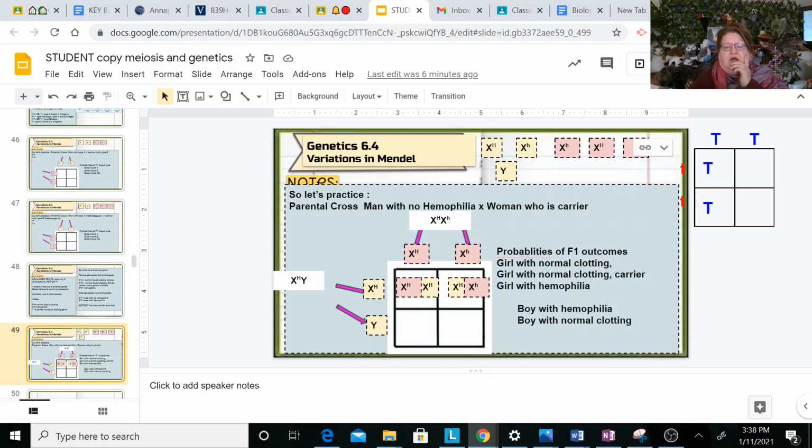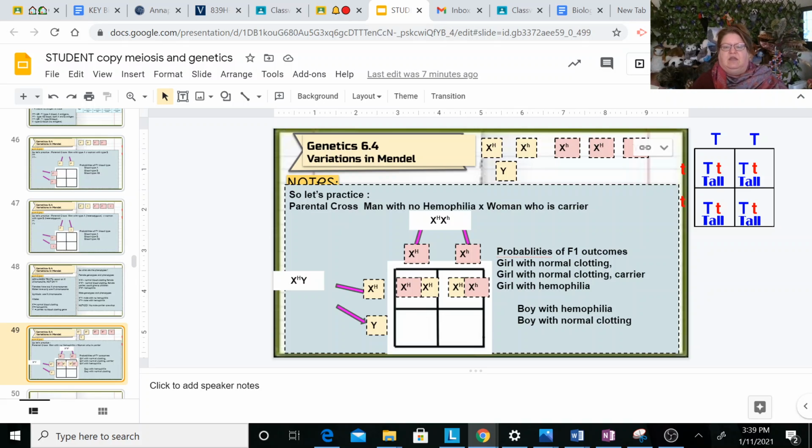So the male would have to be XY, and I tell you that the man does not have hemophilia. He is normal, and so that means he would be X big H and then Y. Now, the woman who is a carrier, what would she be? She'd be X big H, X little h. And so we're going to distribute them just as before.